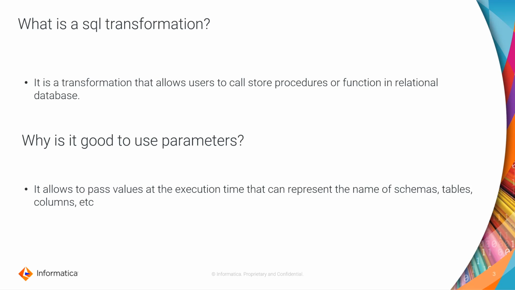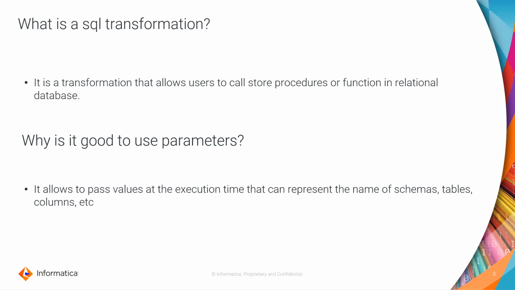Well, it will allow you to pass values at execution time. Let's say that you create a mapping and you are running in different environments. Maybe the schema name is different, so depending on which environment you are running, you want to pass the value for the schema. You don't need to redo everything every time that you move from one environment to another one. You just pass the value. That's something good about parameters.